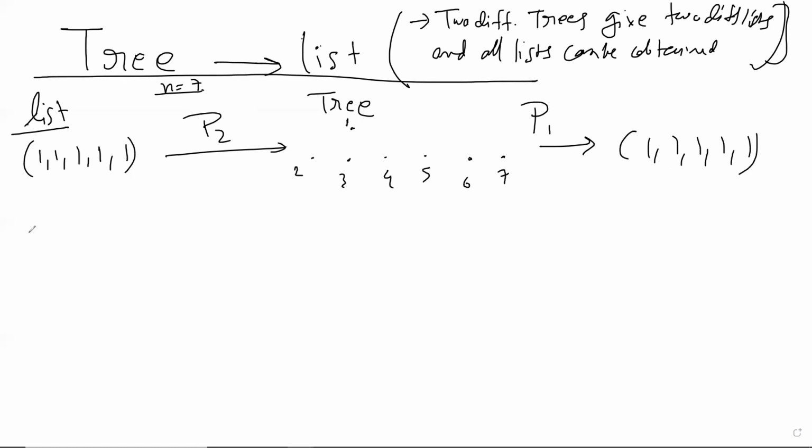But we want to understand what happens in general. So let's try to understand that. Let's say you have 2, 3, 1, 5, 5. What will be the tree? What tree should you get from here so that when you make a list of that tree, you get this list? Let's think about it. What tree would have given me this list?